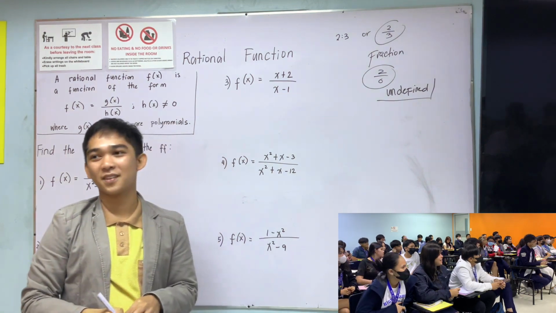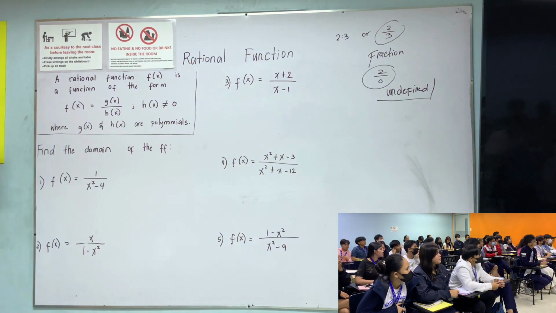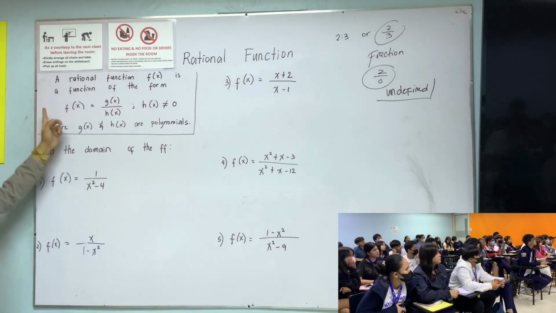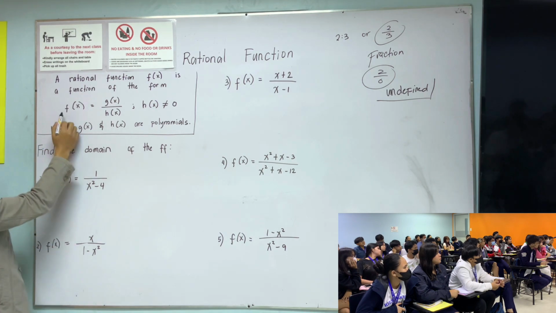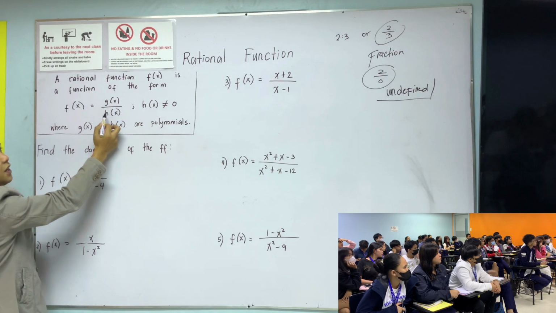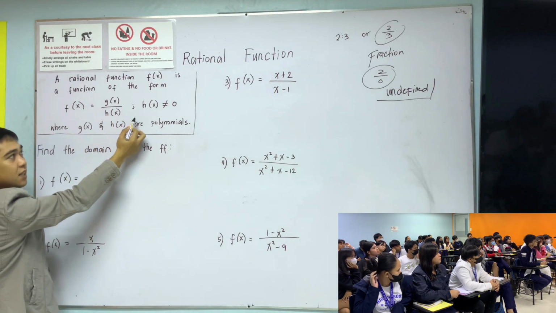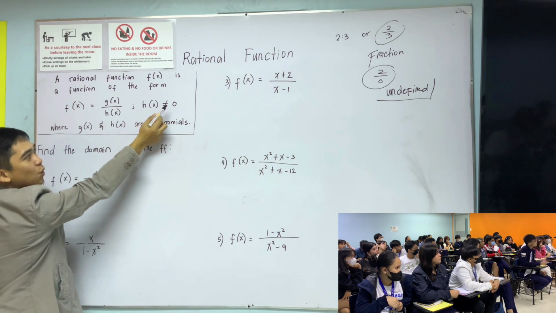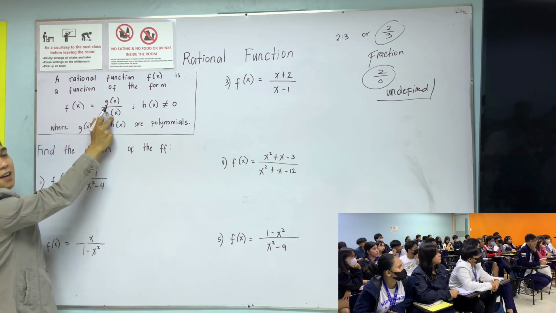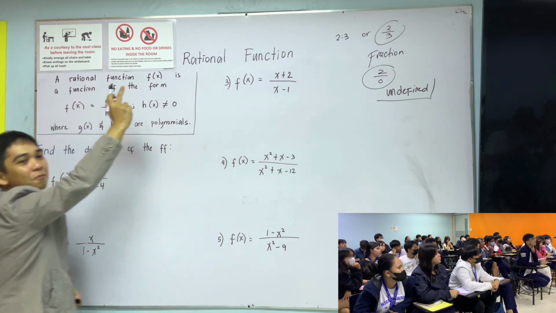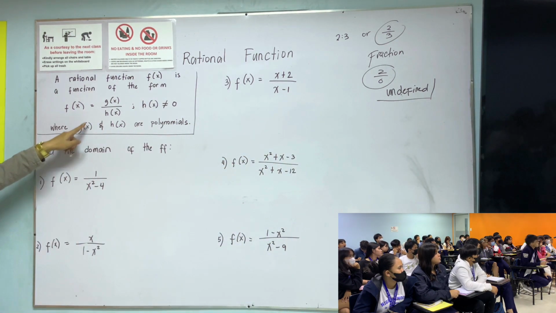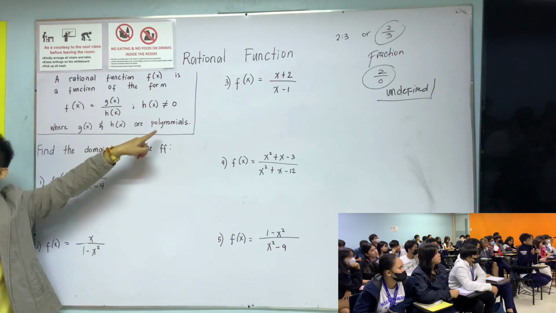Na-encounter nyo ba? Okay. So, sa function naman, a rational function, let's say f of x, is a function of the form f of x is equal to g of x over h of x, wherein h of x is not equal to 0. Bawal maging 0 si denominator. Kasi magiging undefined. Where g of x and h of x are polynomials.